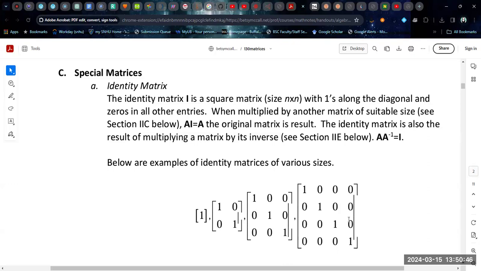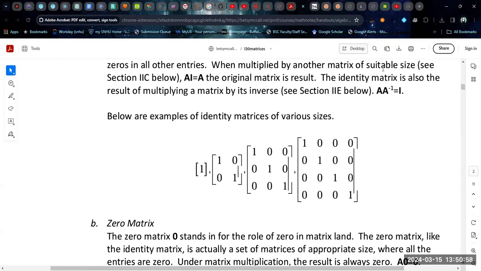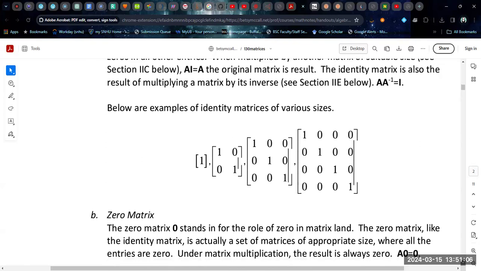And when you multiply any matrix by the identity, you get the same matrix back again. So it acts like a 1. That's why it's called the identity. We will see when we deal with our treatment of inverses later on that when you multiply a matrix by its inverse, you get the identity back.